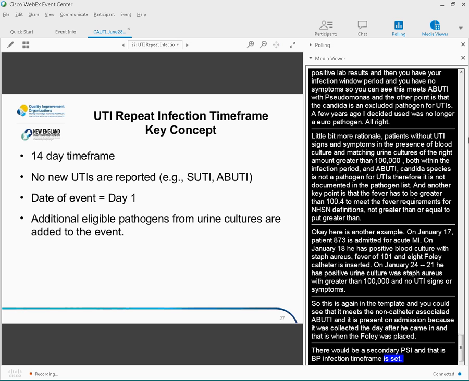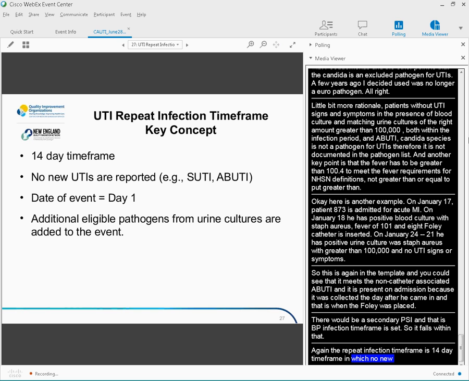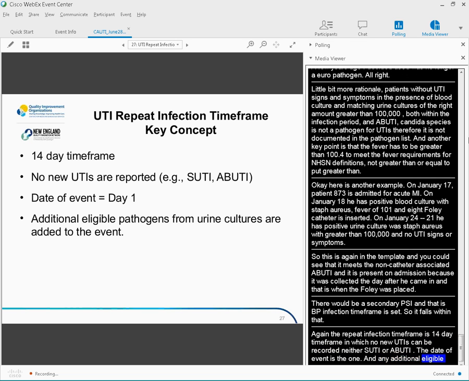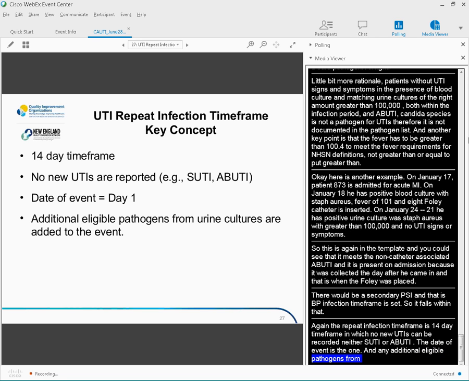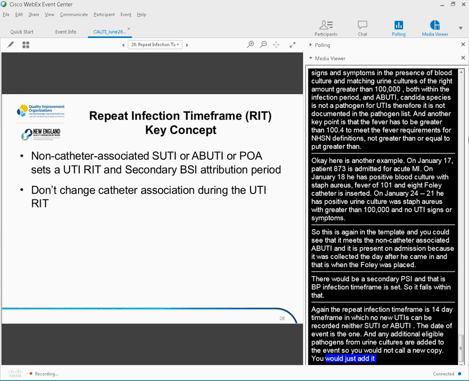All right, and again, the repeat infection time frame is a 14-day time frame in which no new UTIs can be reported, neither SUTIs nor ABUTIs. The date of event is day 1, and any additional eligible pathogens from urine cultures are added to the event. So you wouldn't call a new CAUTI, you would just add the new cultures to that existing one for that 14-day time frame.